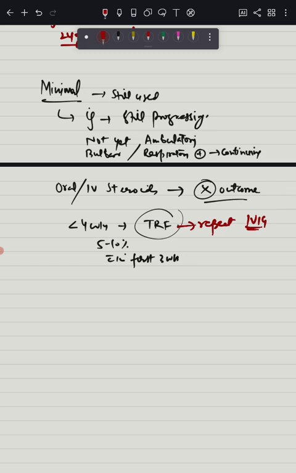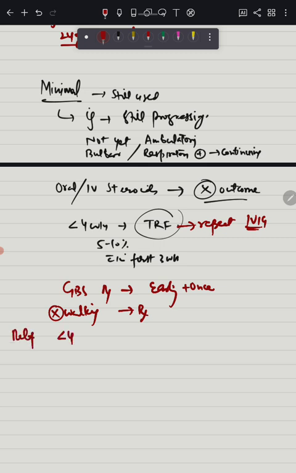So GBS treatment is: you treat early and once. If not working, you treat. If relapsing in less than 4 weeks, that's called treatment related fluctuation. You repeat the treatment. And what about steroids? No role.